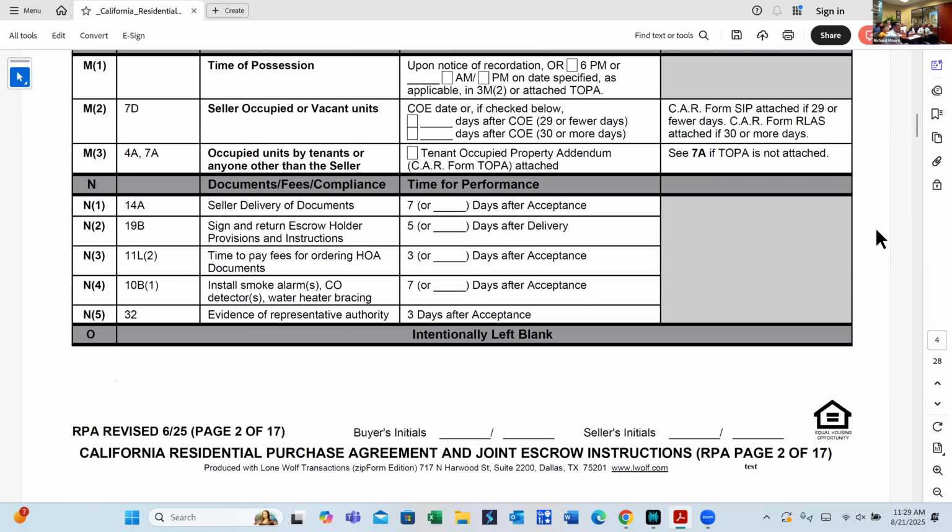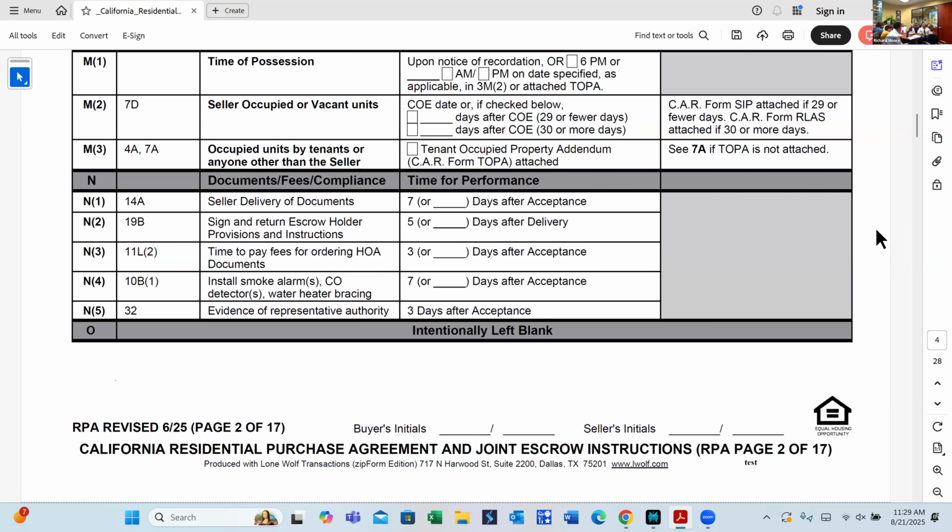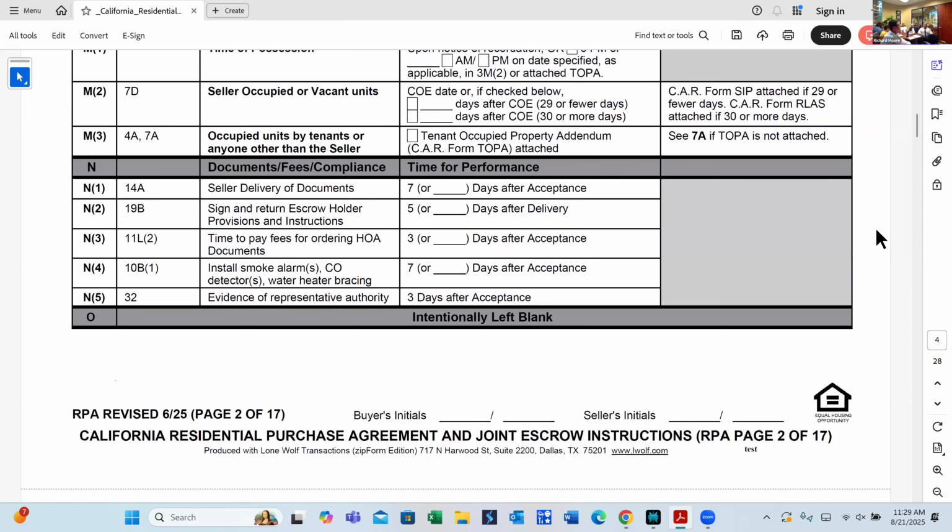And then install smoke alarms, carbon monoxide detectors, water heater bracing. This is important because let's assume the buyer is getting a loan. If the seller doesn't comply within 7 days and the buyer's lender has an appraisal performed and the appraiser calls out the fact that the smoke alarms were not installed or the water heater was not braced, then the cost of the reinspection contractually is going to be the seller's obligation.